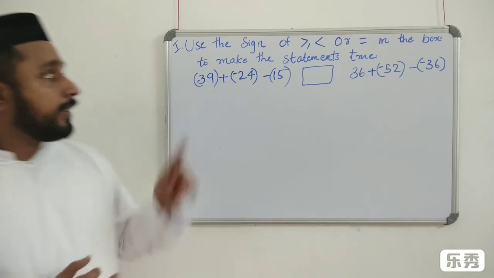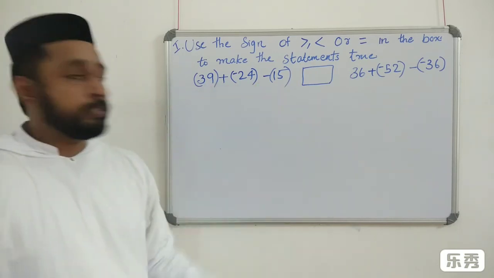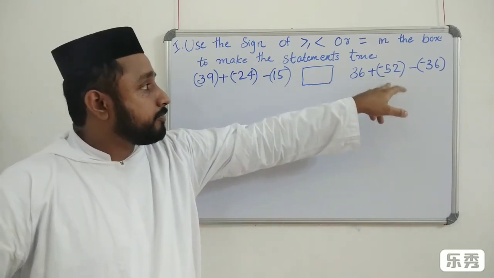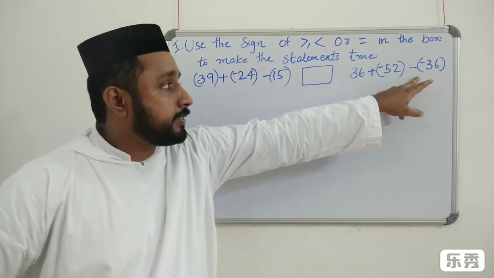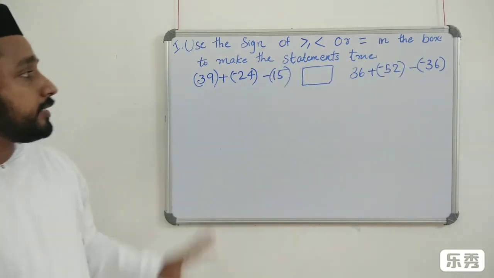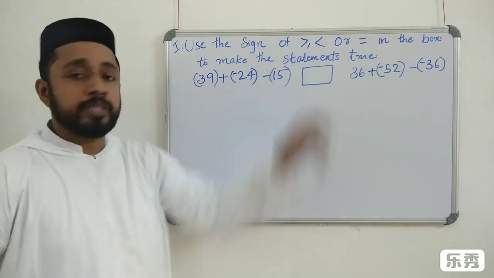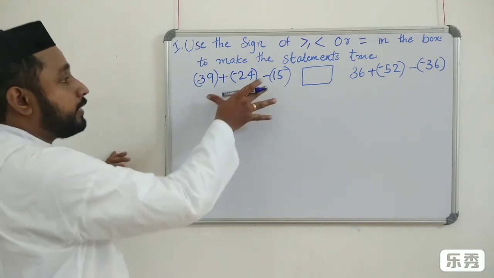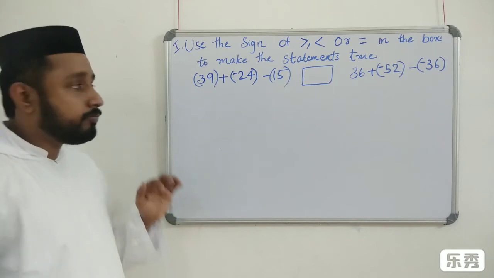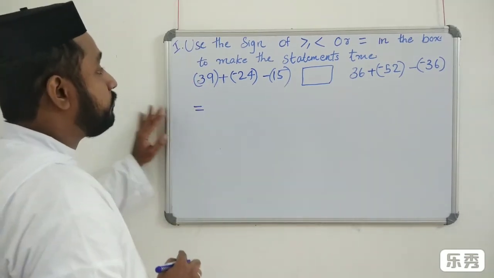Let us consider another example. 39 plus minus 24 minus 15, in a box, 36 plus minus 52 minus 36. How to compare these two additions and how to put greater than, less than or equal to in the box? First we can calculate the value of the first one. 39 plus minus 24 minus 15, which is equal to 39 plus minus 24.